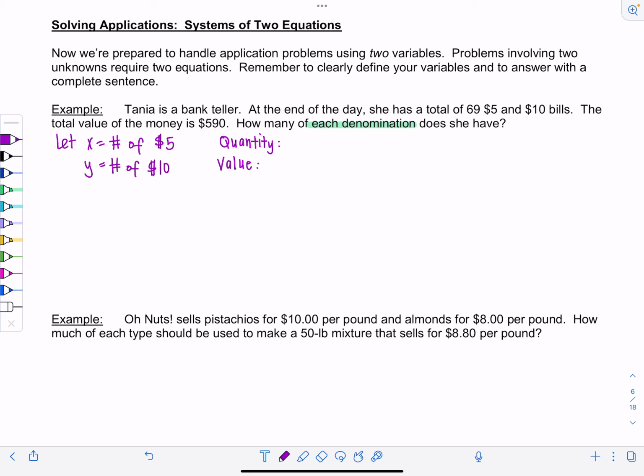And it says at the end of the day, she has a total of 69 bills. So we don't know what X is, we don't know what Y is, but all of them together, X plus Y, there's 69 of them. Okay, that's talking about the quantity.